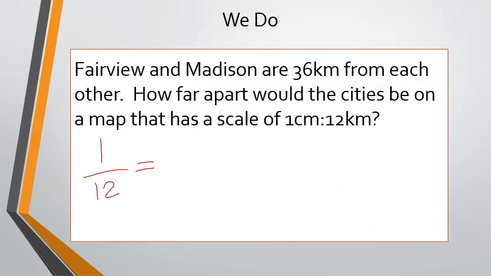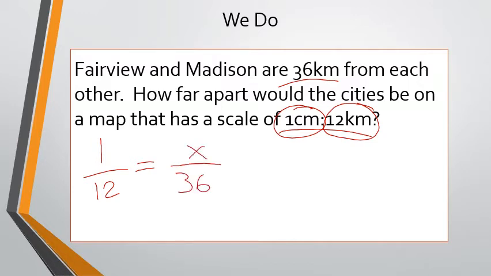Fairview and Madison are 36 kilometers from each other. How far apart would the cities be on a map with a scale of 1 centimeter equals 12 kilometers? So again, we're converting from kilometers to centimeters here. Okay, notice that I wrote this scale down already. So again, kilometers is the real distance. That's going on bottom. Our unknown, how far apart would they be on the map, is x.